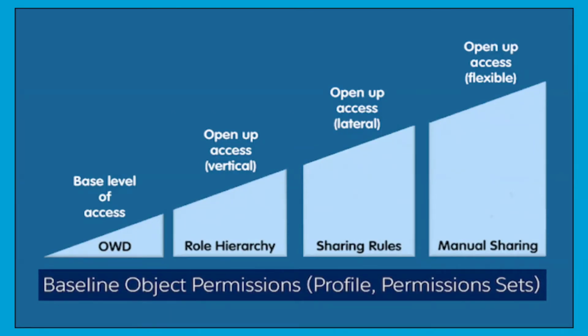And the last one is something called manual sharing, which is very flexible, because every record owner will have this option to manually share. They will get a sharing button on a record, and they can simply click on share and share that particular record, a single record, to any set of users or group of users or any other user. So this is very flexible, because the owner has the right to choose whom he wants to share this particular record with. So this is on top of the baseline object permissions, which, as I said, are given using profiles and permission sets.